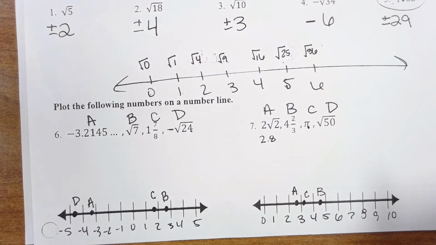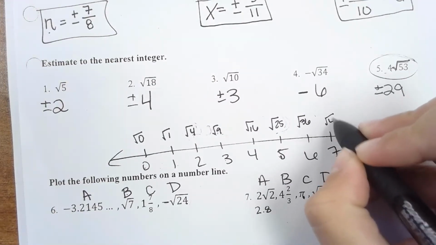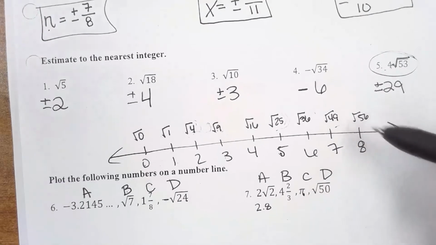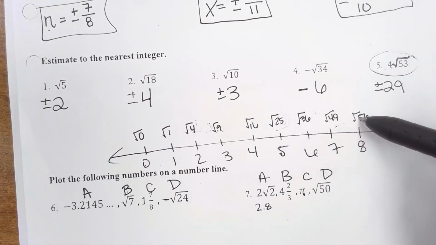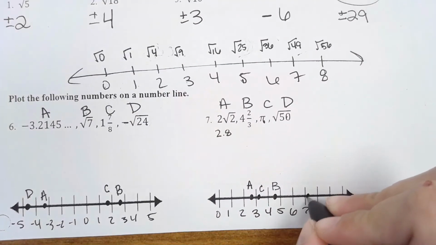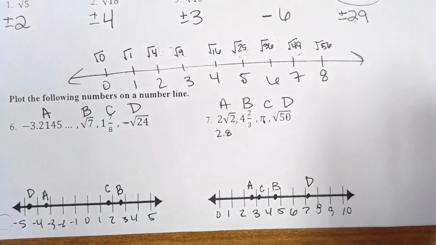And then the square root of 50. So if I were to extend my number line here, that would be 49, and this would be 56. So the square root of 50 would fall in between the square root of 49 and the square root of 56. And the square root of 50 would be a lot closer to 49 than 56. So I'm going to plot my number between 7 and 8, and then just keep it a little bit closer to 7. And there's our number lines.